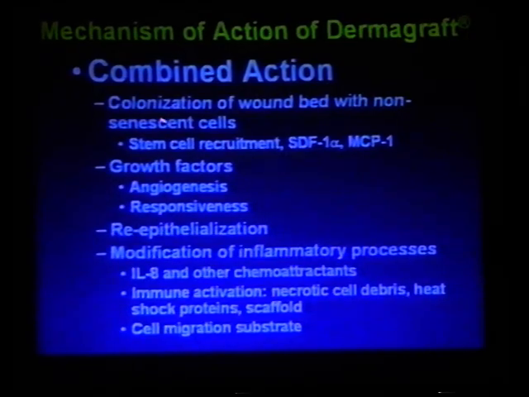They not only colonize the wound bed, but they also may recruit stem cells. They produce SDF1 alpha, stromal-derived factor 1 alpha, and this is macrophage chemotactic protein. Both of these are capable of recruiting stem cells, so you may get additional benefit from recruiting the patient's own cells. They produce some growth factors, and we've emphasized the angiogenic factors, and I'll have to say a little more about that. But these are live cells, so they're also responsive to the conditions in the wound, in the chronic wound.